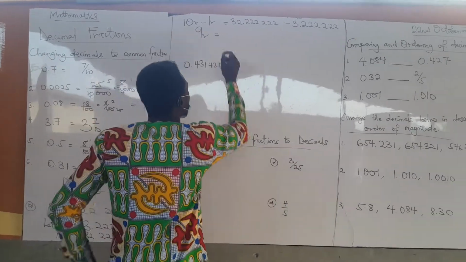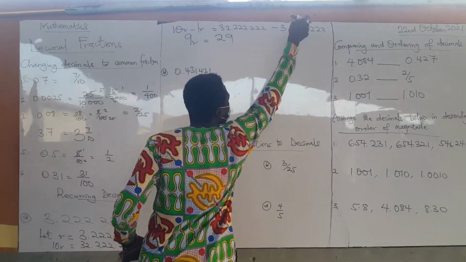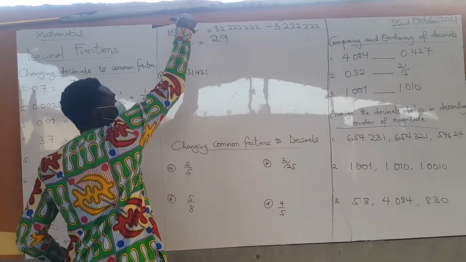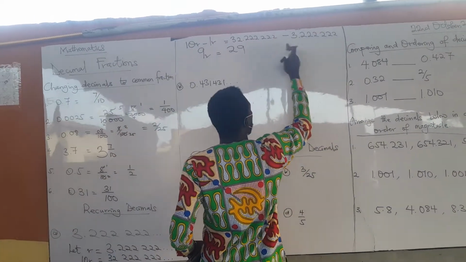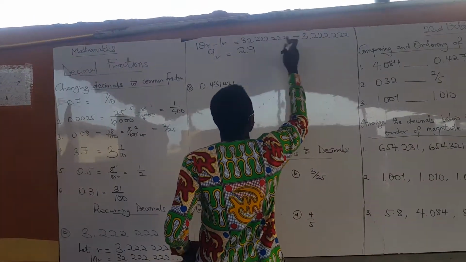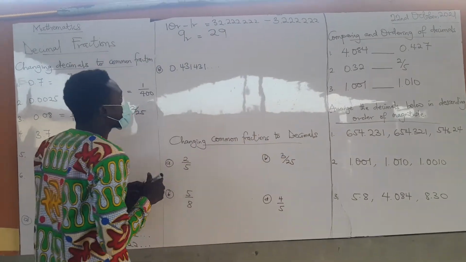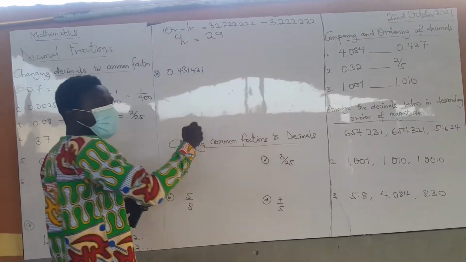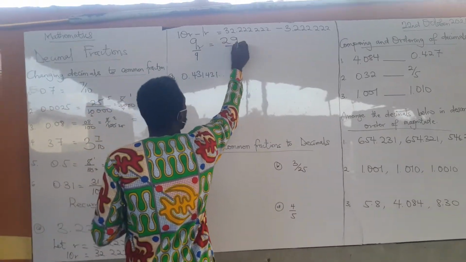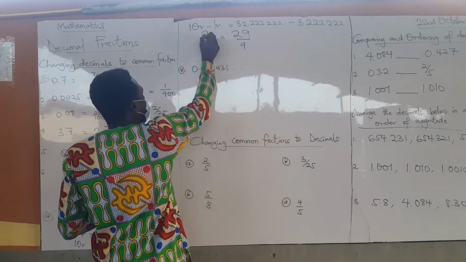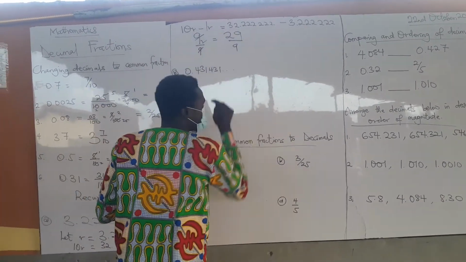We are going to get 29 after subtracting 3.222 from 32.222, because at the end of the day, 2 minus 2 is 0, 2 minus 2 is 0, then 2 minus 3 we borrow, then we are going to get 29. Now after getting this, we want R, so we are going to divide this side by 9 and divide this side also by 9. So 9 will cancel 9. Then finally we have 29 over 9.